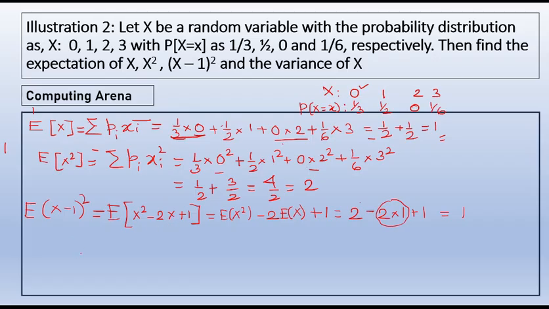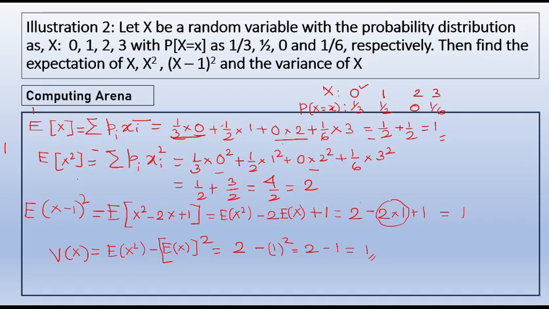Lastly, we are to compute the variance of x. So we compute the variance of x, and the computational formula, as you know, is expectation of x square minus expectation of x whole square. This is the computational formula which we use. I told you in my previous video that this formula is commonly used for computation. Now expectation of x square, we have already seen, is 2, and expectation of x is 1, so 1 square is once again 1. So that is 2 minus 1 equal to 1. So we have variance of x as 1.